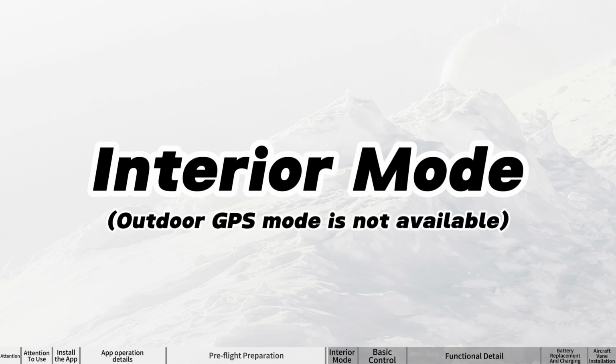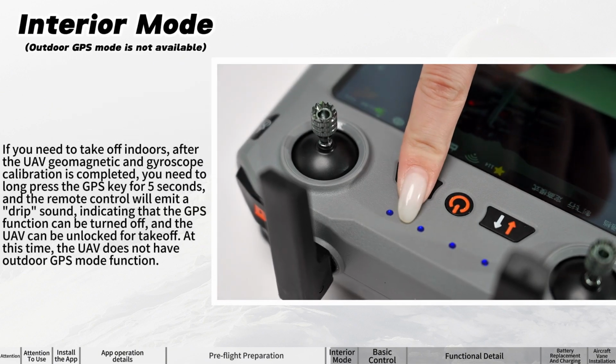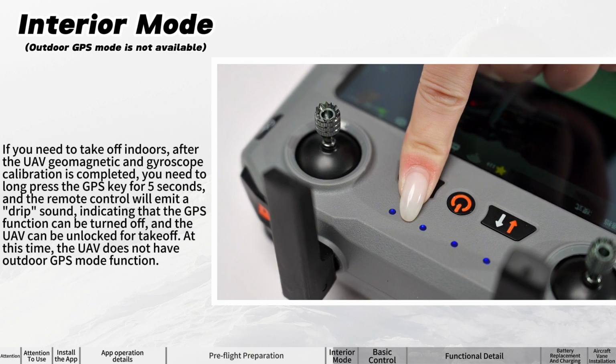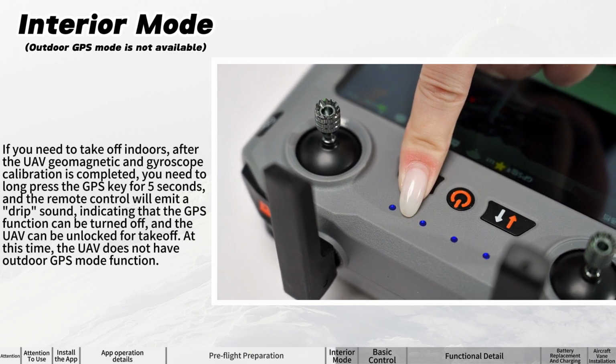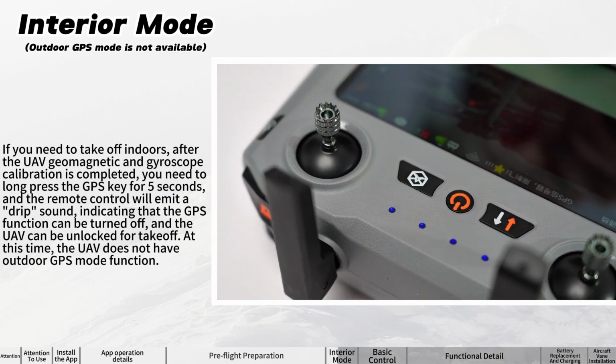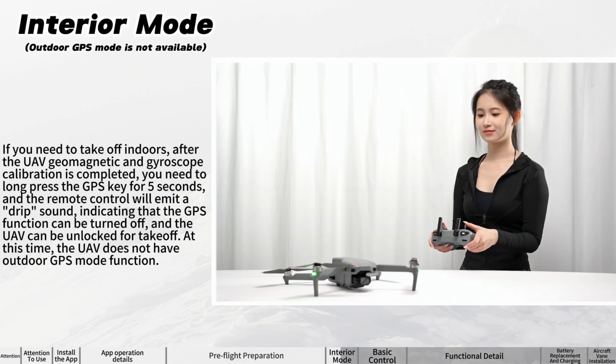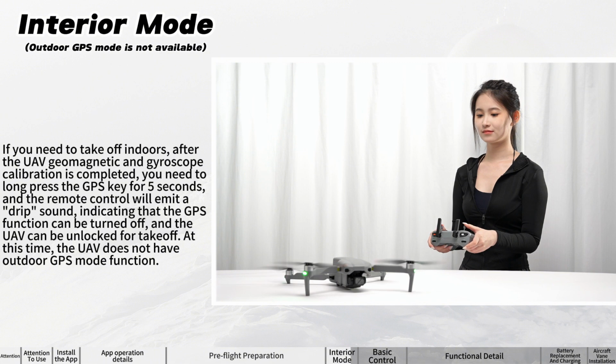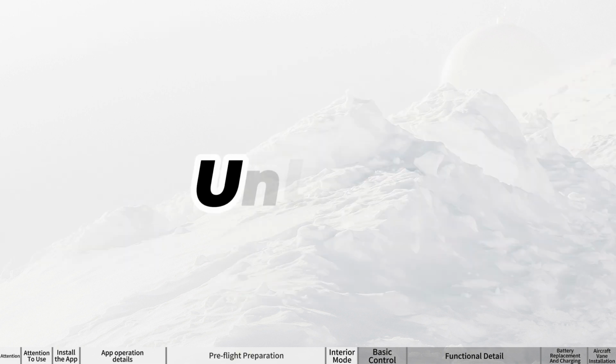Interior mode. If you need to take off indoors, after the UAV geomagnetic and gyroscope calibration is completed, you need to long press the GPS key for 5 seconds, and the remote control will emit a drip sound, indicating that the GPS function can be turned off, and the UAV can be unlocked for takeoff. At this time, the UAV does not have outdoor GPS mode function.